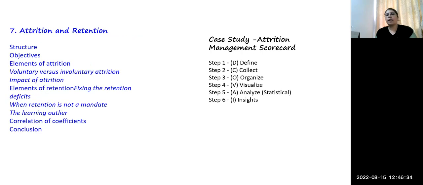The last chapter is on attrition and retention. So here we are looking at elements of attrition, fixing these deficits, and correlation of various elements. While the case study is the practical hands-on example on attrition management scorecard. And like in all the case studies, there will be an Excel data set, there will be the Decova and I process, there will be the Excel tools being used.